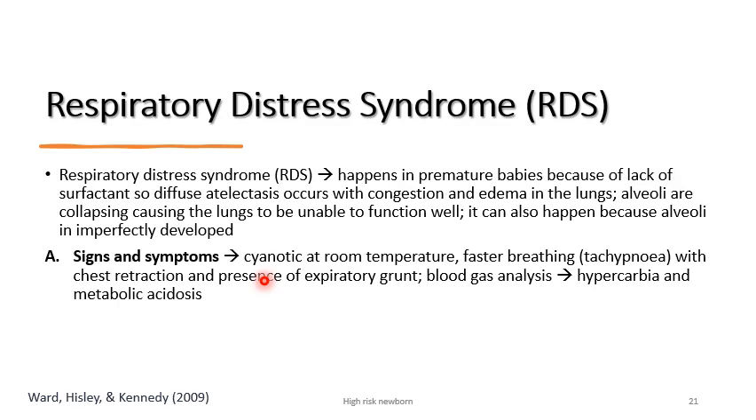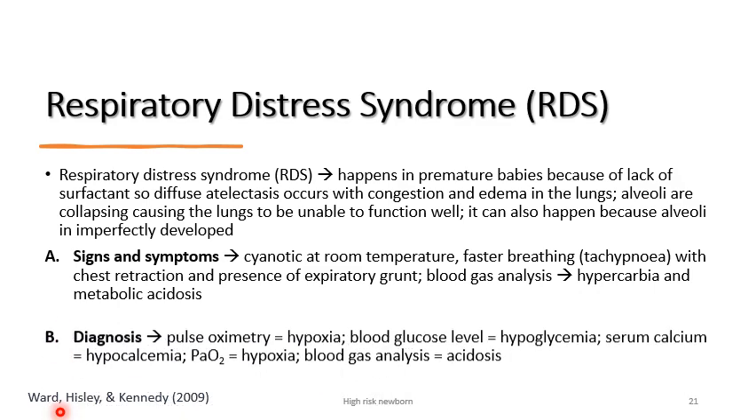The signs and symptoms are that the baby will look cyanotic at room temperature, and the baby will have tachypnea, faster breathing with chest retraction and sometimes with expiratory grunt. And when we do the blood gas analysis, we'll find that the result is hypercarbia with metabolic acidosis.